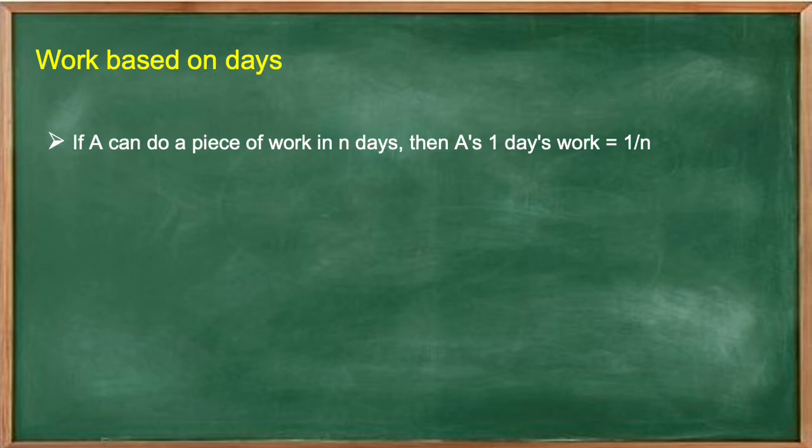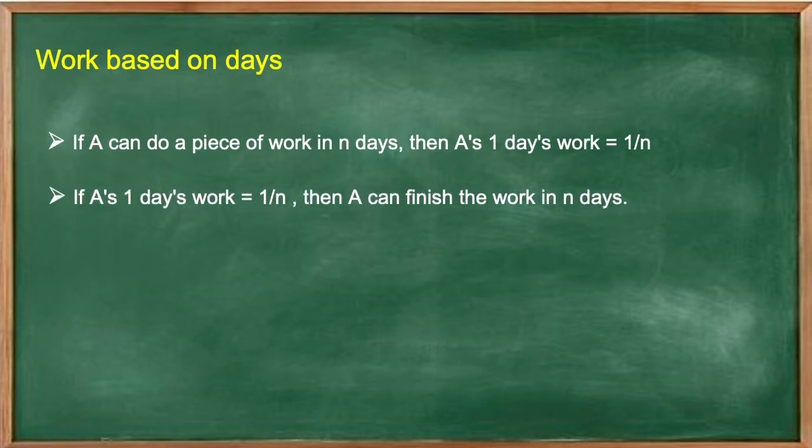For example, if A can do a piece of work in 5 days, then A's one day work is equal to 1 divided by 5. In other words, we can say that if A's one day work is equal to 1 divided by n, then A can finish the work in n days. For example, if A's one day work is equal to 1 divided by 5, then A can finish the work in 5 days.